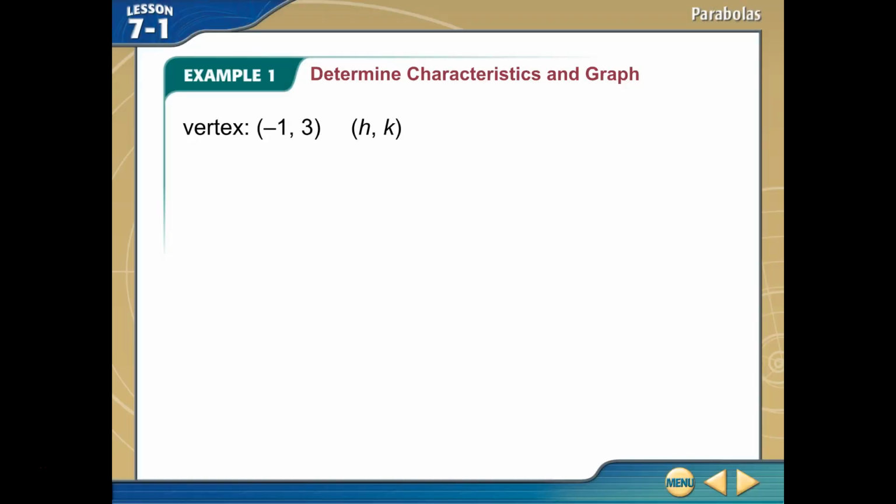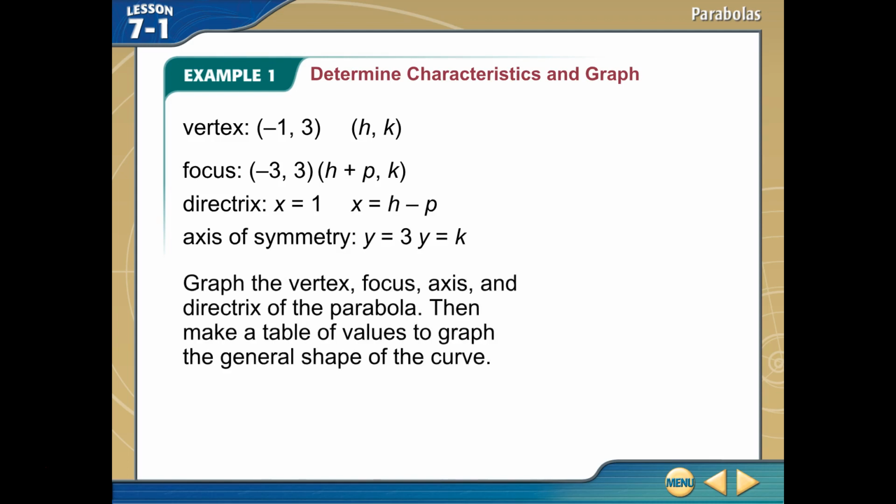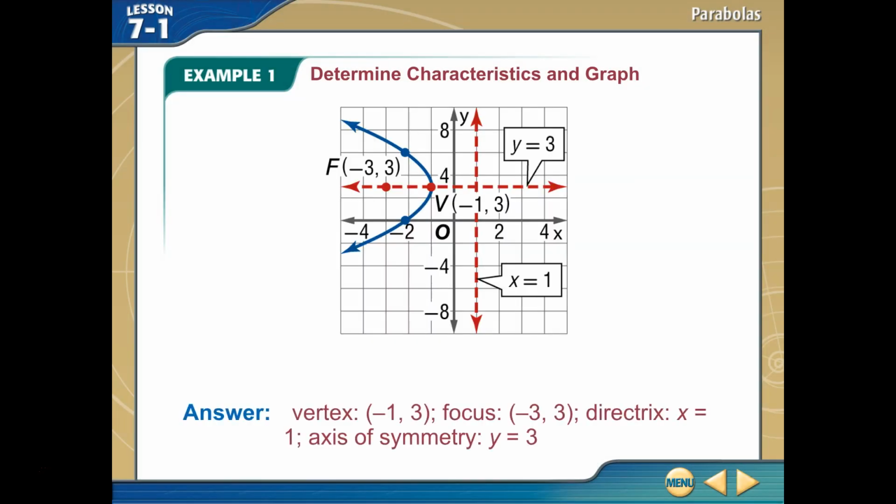All right, so that's my vertex. There's my focus, again, adding P to the X component, and then my directrix when I take it away. And then my axis of symmetry is in the middle. And so when I graph it, I use a table of values. There we go. All right, opens to the left. I have the vertex, I have the focus, I have the directrix. And I can see kind of what those values are pretty easily when it's in standard form.